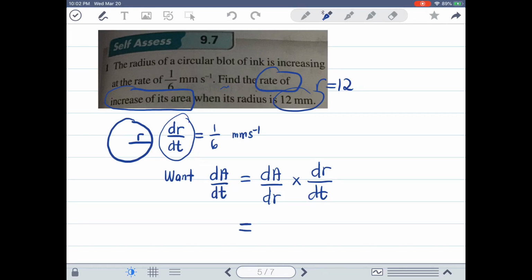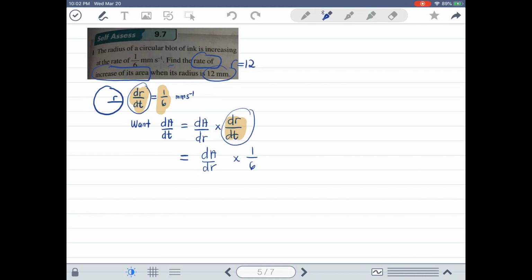So we have the value of dr over dt, which is just 1/6. So just substitute the value: dA over dr times 1/6. The problem now, we do not have dA over dr, but we can find dA over dr by finding A.